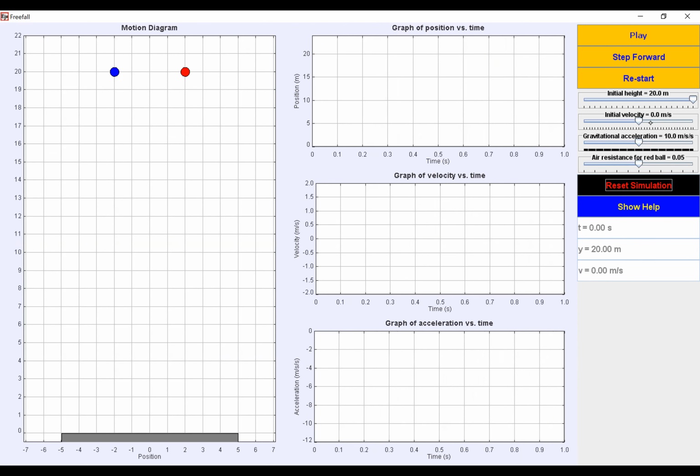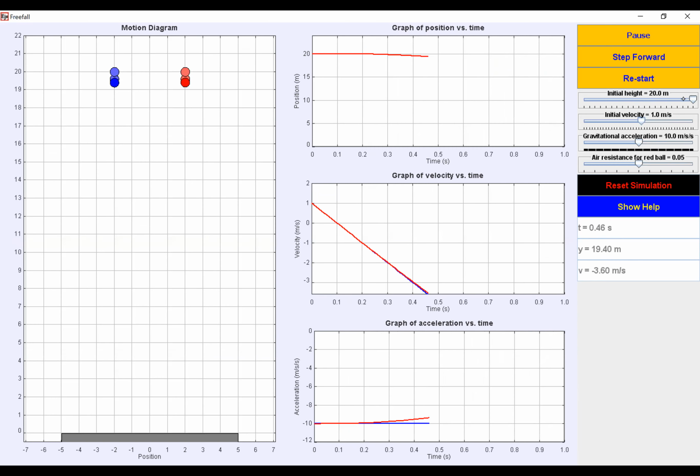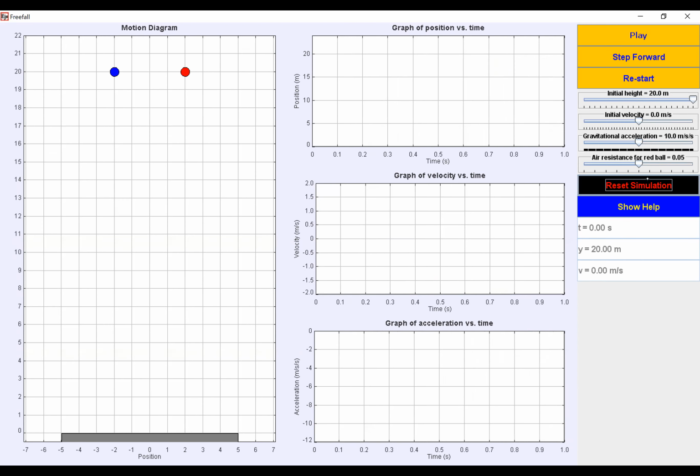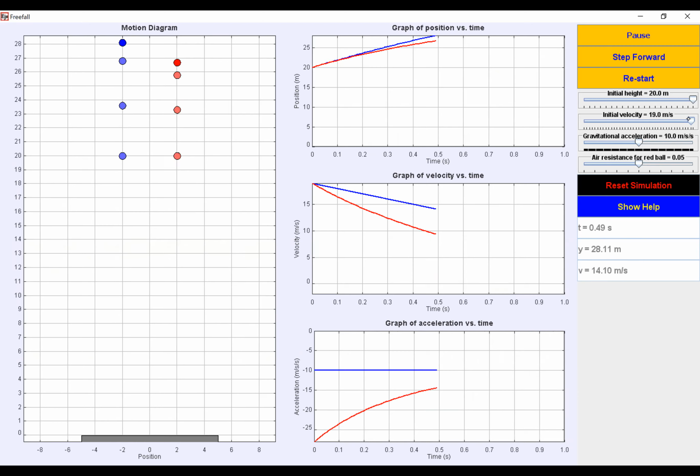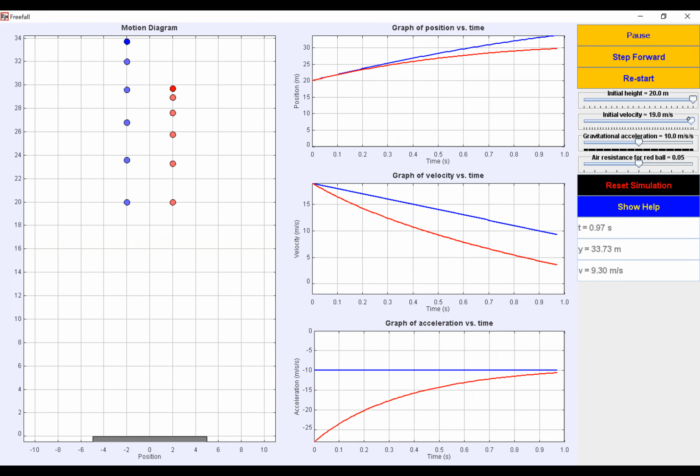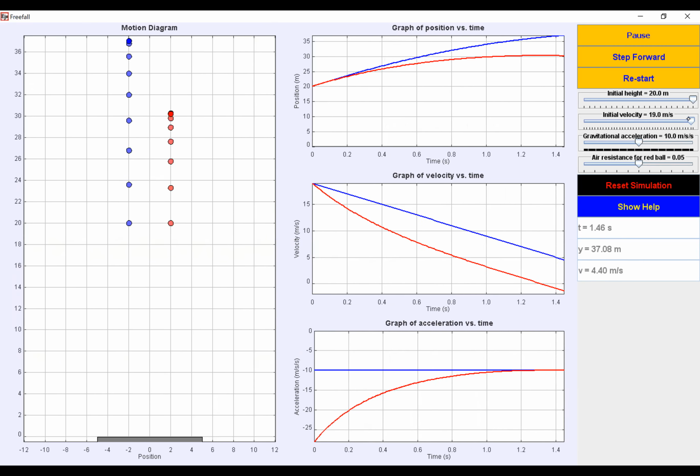Hold on, let me reset. I'm going to make it drastic. Wait. So ignore, I'm going to bring it lower, and then throw it up. But watch the blue ball when it comes down.